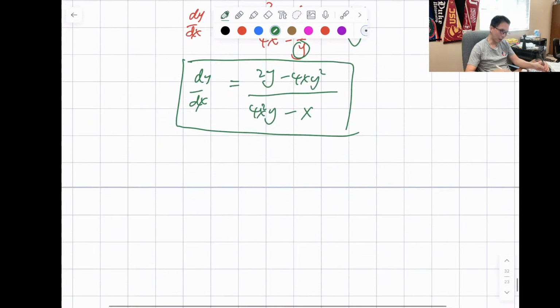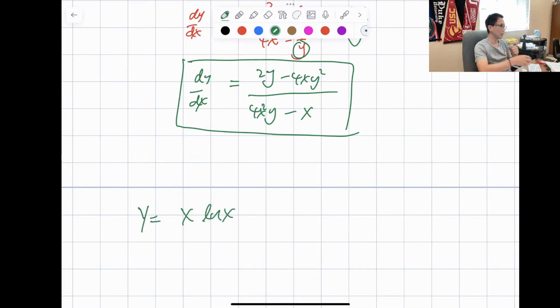Okay, I want you to find relative extrema. This one will for sure be on my test. I want you to find relative extrema and any inflection point. Find extrema and inflection point.